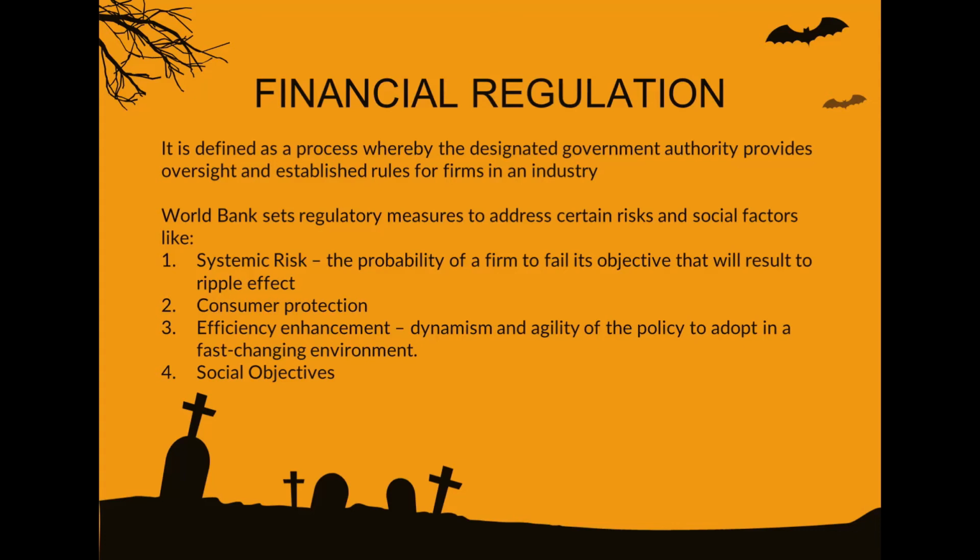Of course, we have consumer protection and efficiency enhancement. No? So when we say efficiency enhancement, this is the dynamism and agility of the policy to adapt in a fast-changing environment. And of course, social objectives. No? Social objectives really encapsulates the community, no? In the picture.